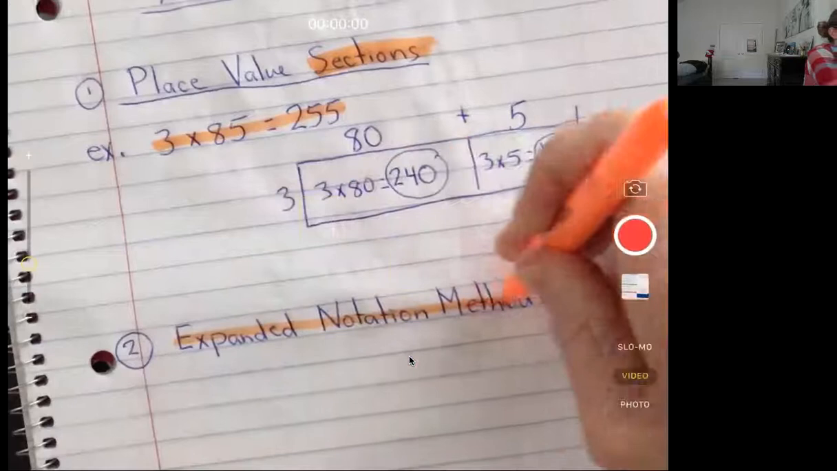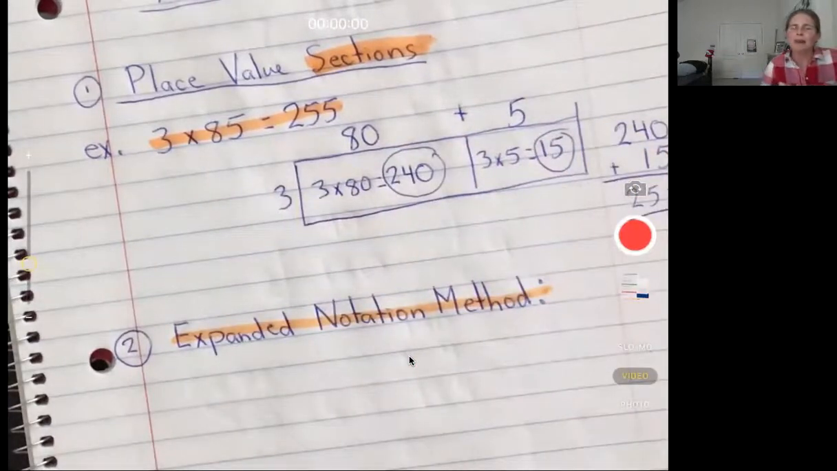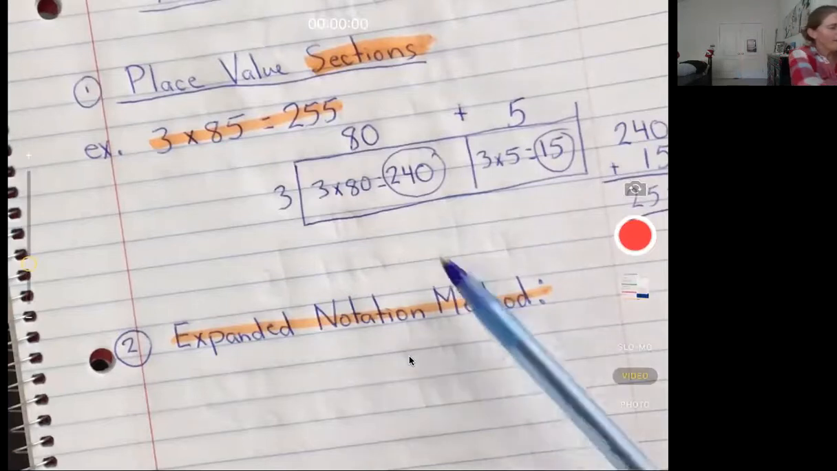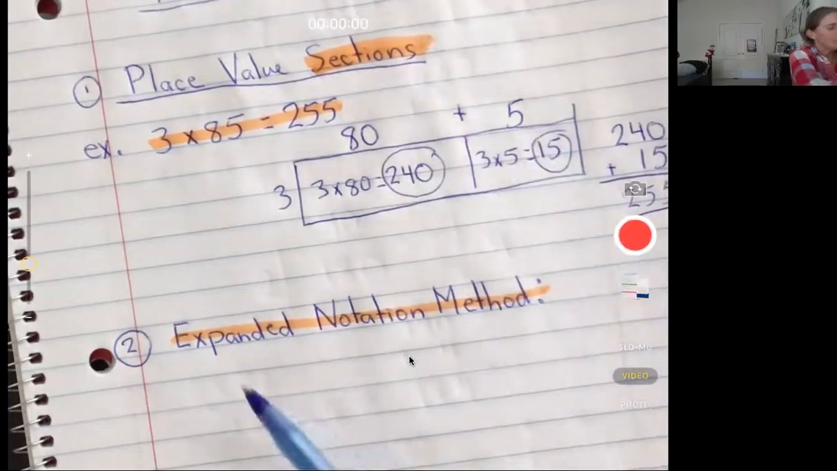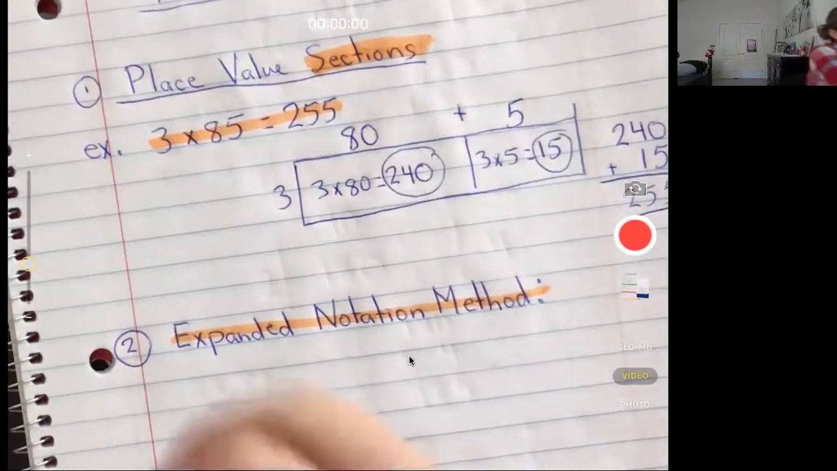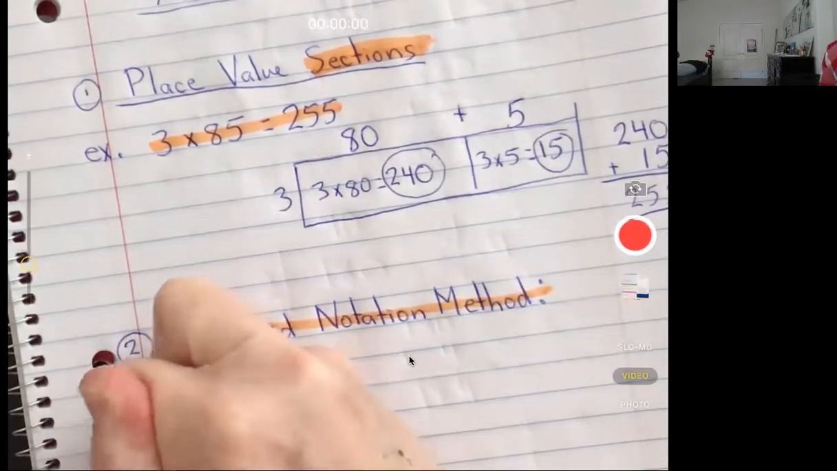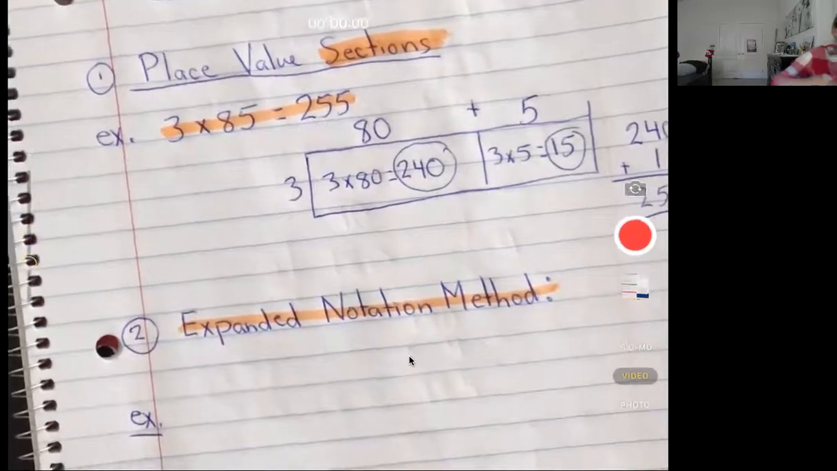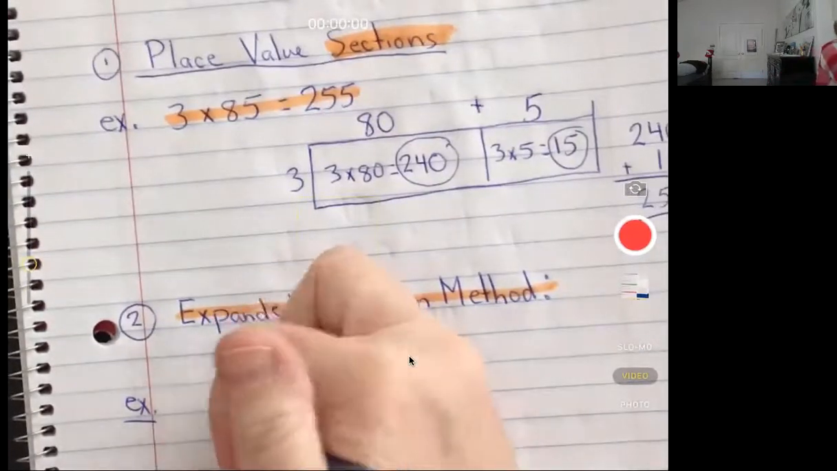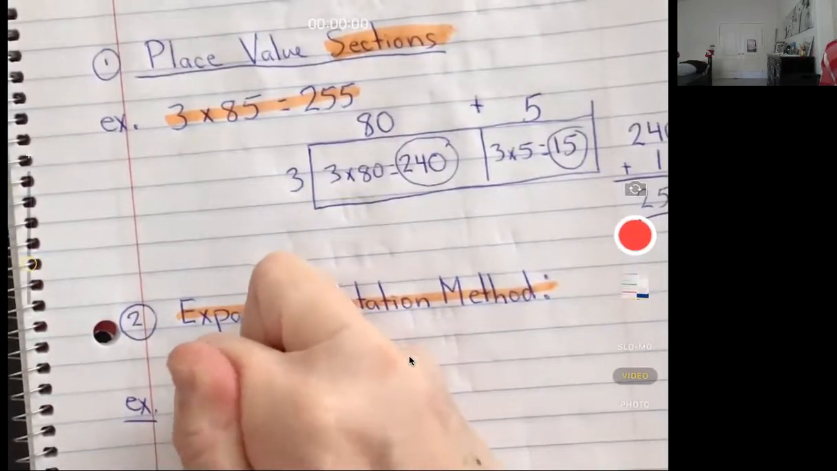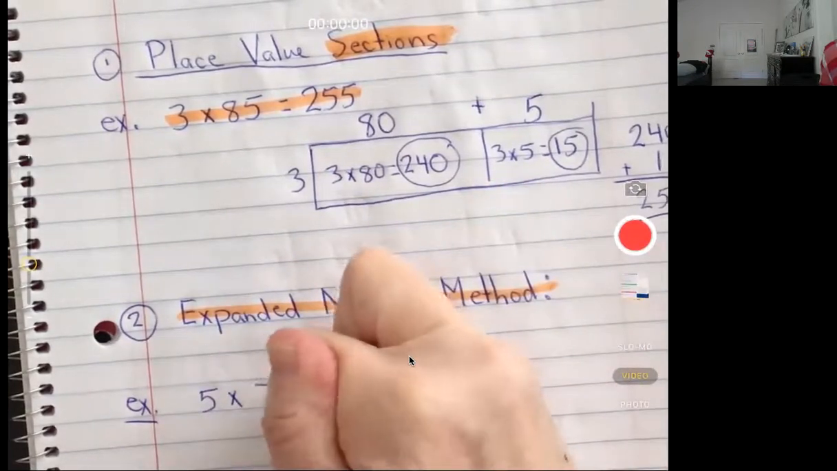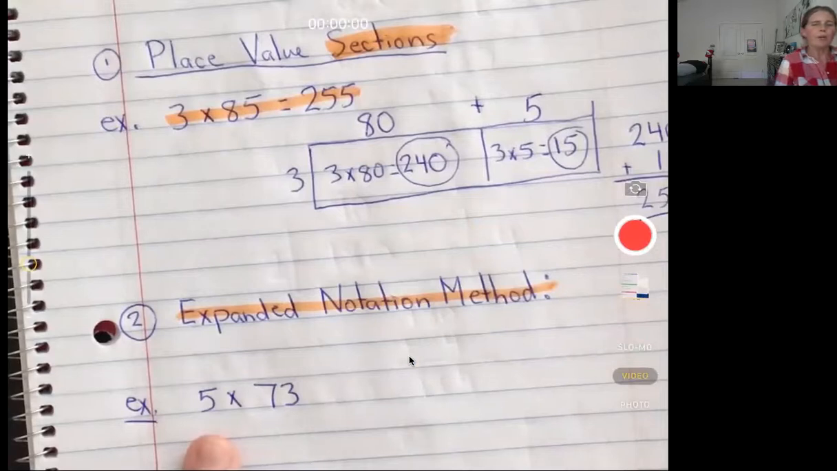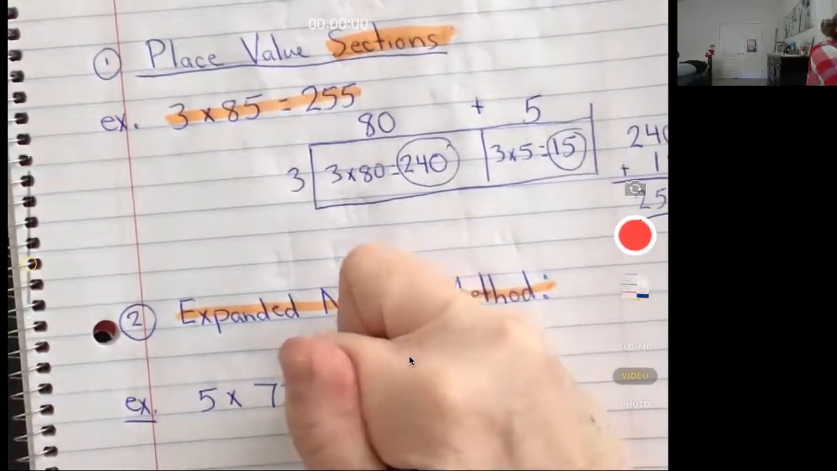Expanded notation. Remember we talked about the expanded form? That's where you just stretch it out, right? Well, that's exactly what we're doing here. We're stretching it out. Let's make our equation and practice, okay? Here's an example. How about if we do 5 times 73? There's our equation that we're trying to solve for.